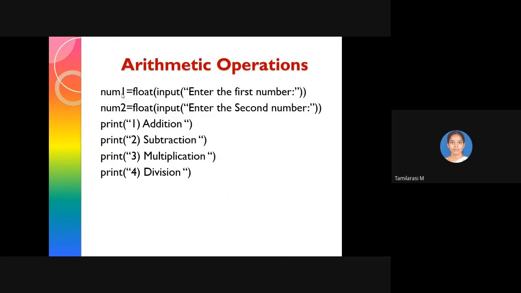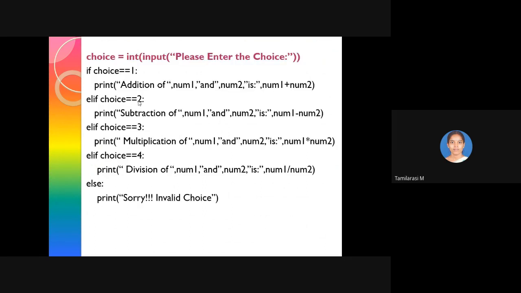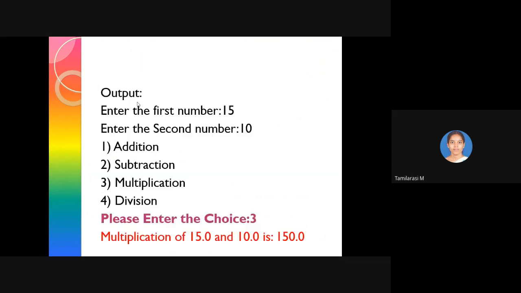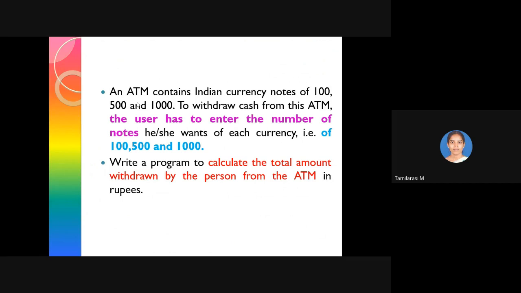This is an example program for arithmetic operations. Here 2 numbers are received as input, followed by the choice. Based on the choice, the operation will be executed. This is the output for addition, subtraction, and multiplication. These are the things that you can try on your own. This is very easy. You can make use of any kind of branching statements and any kind of looping statements.